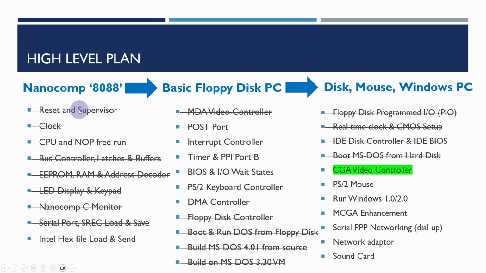And this is part of our high-level plan where we've developed a basic Nanocomp 8088 which had just a LED display and keypad. We then developed this into a basic floppy disk PC able to boot MS-DOS 3.30 off a floppy disk. And now this is the final part. We've already done the IDE disk controller and booting MS-DOS from the hard disk, and this is the main step really necessary to develop the CGA video controller before we try and run early versions of Microsoft Windows version 1.0 and 2.0.